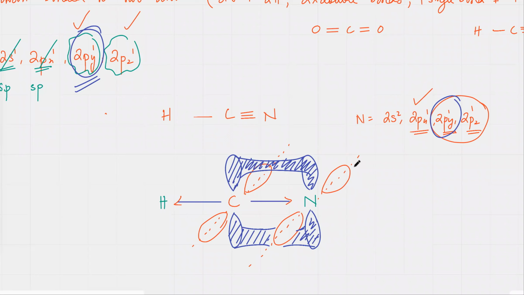The final one that's left is the 2pz. You've got a 2pz orbital, and there's a spare 2pz orbital over here as well. So the two 2pz orbitals would now start overlapping with each other. They're going to start overlapping in front.